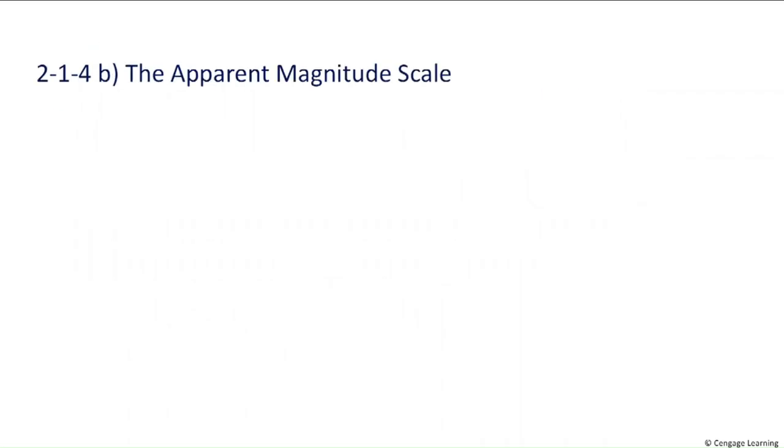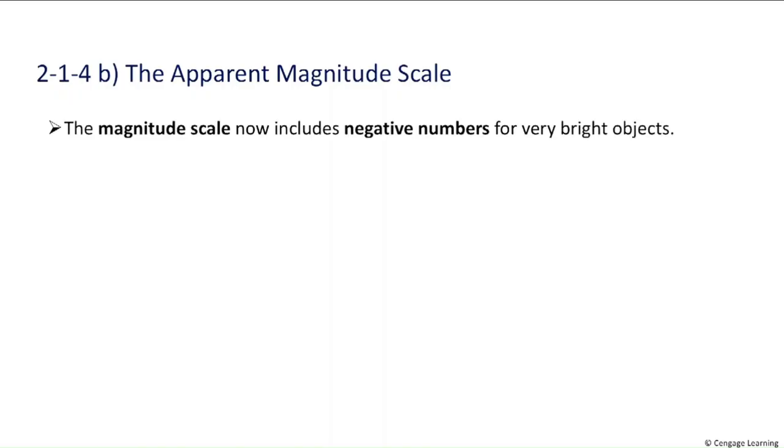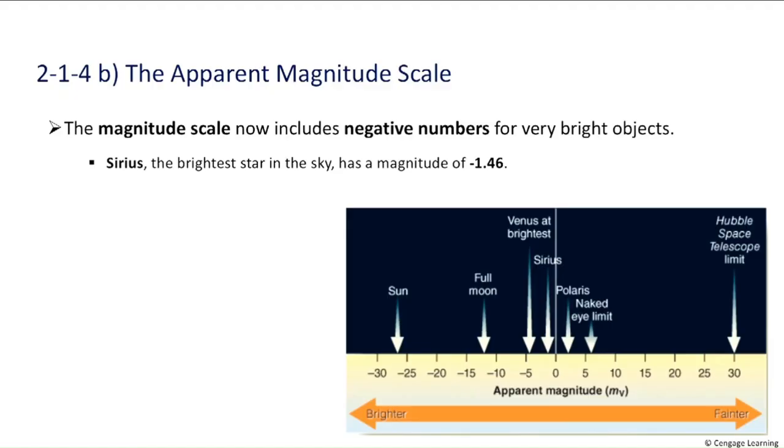Now, what do you think happens when a star is brighter than first class? Yep, it gets a negative magnitude. For example, Sirius, the brightest star in our sky. It has a magnitude of negative 1.46, and that minus sign means it's really bright.